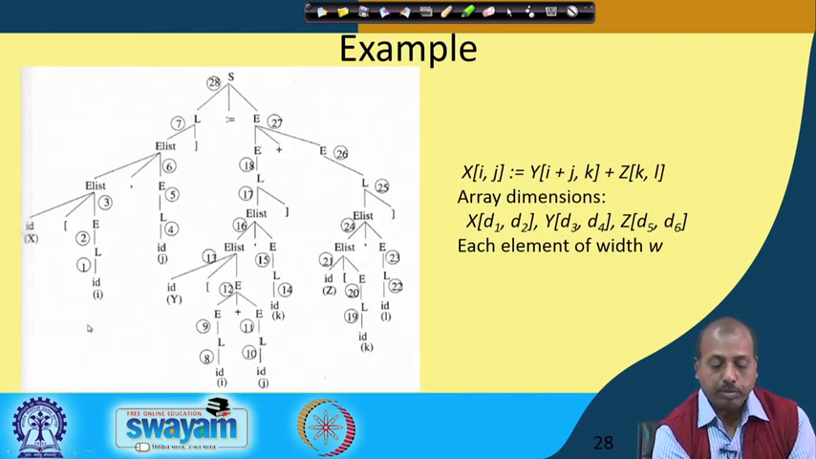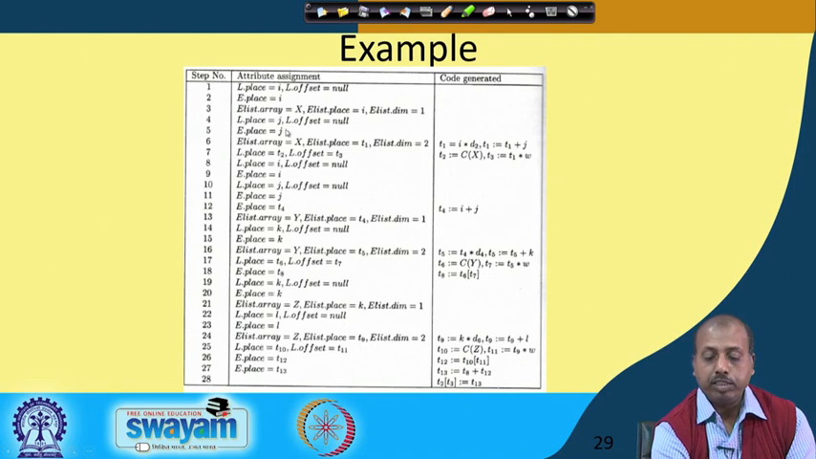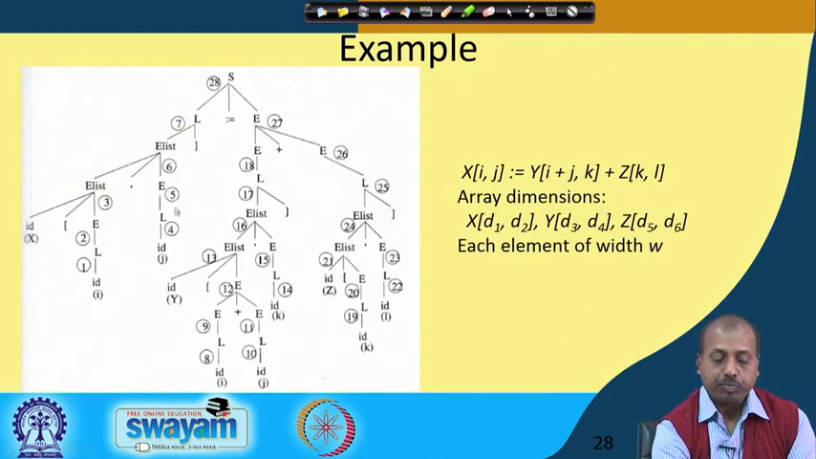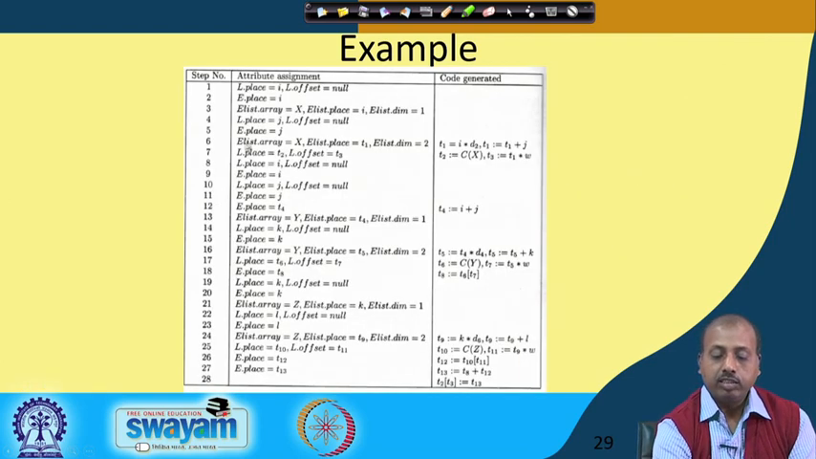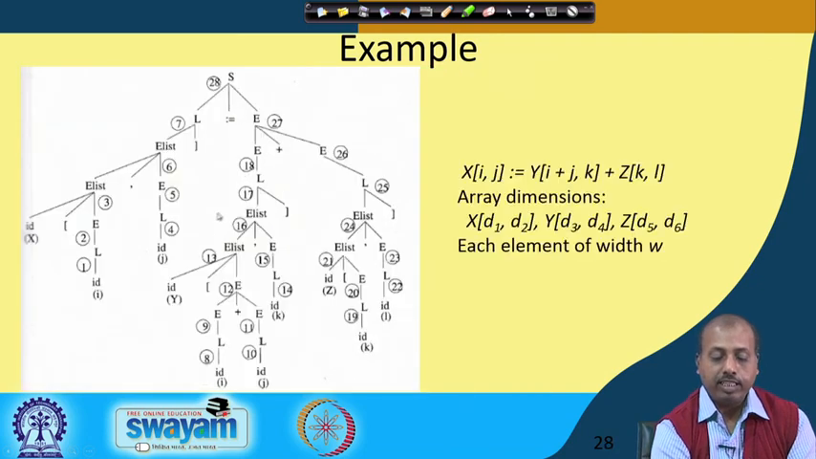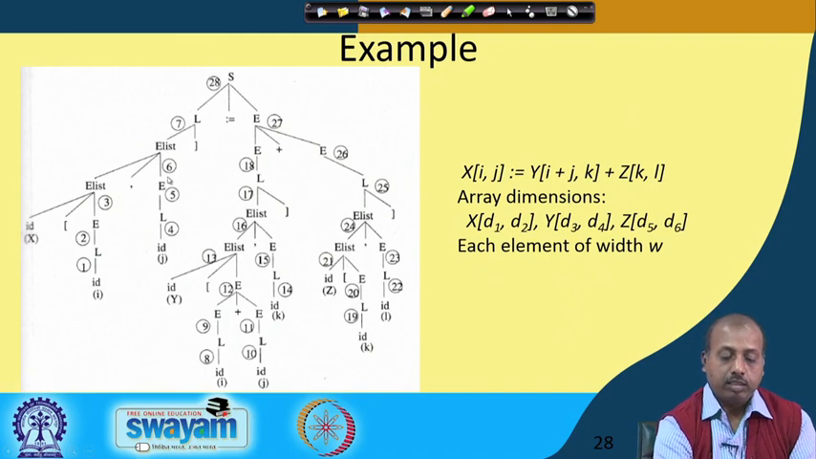Now, comes step number 4, this L producing ID. Again the same thing, L dot place equal to ID dot place. So, L dot place equal to j, L dot offset equal to null. Now, at step 5, E dot place equal to L dot place. So, E dot place equal to j. Now, step number 6 is again this one, E list comma E. So, that reduction is done.